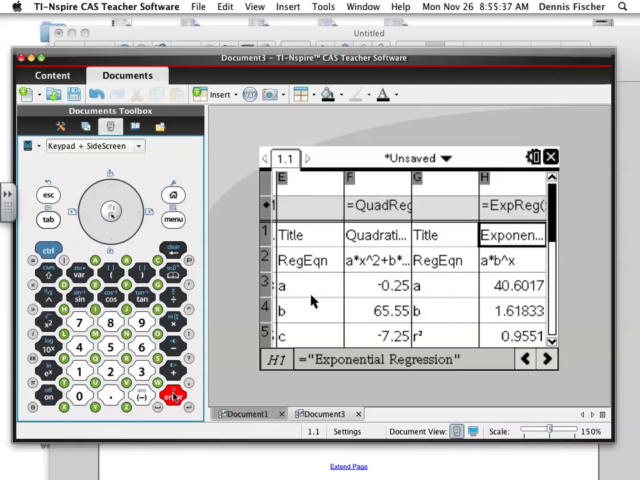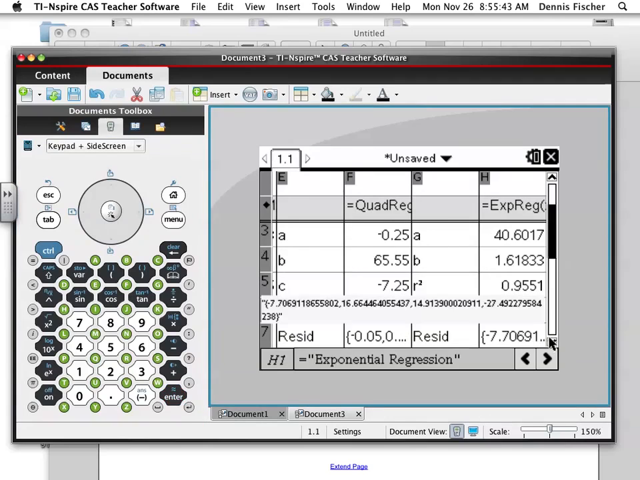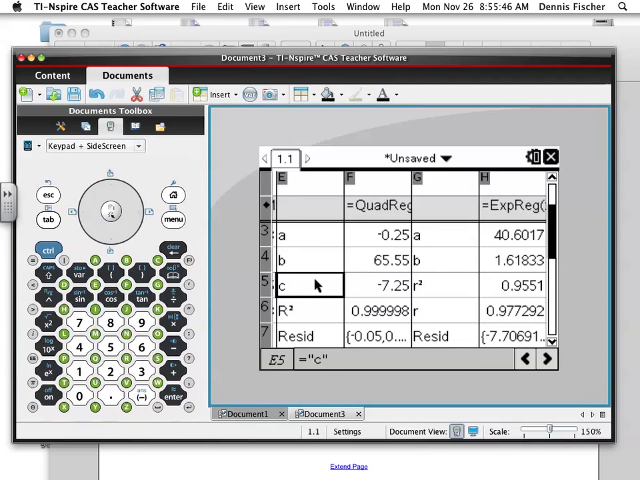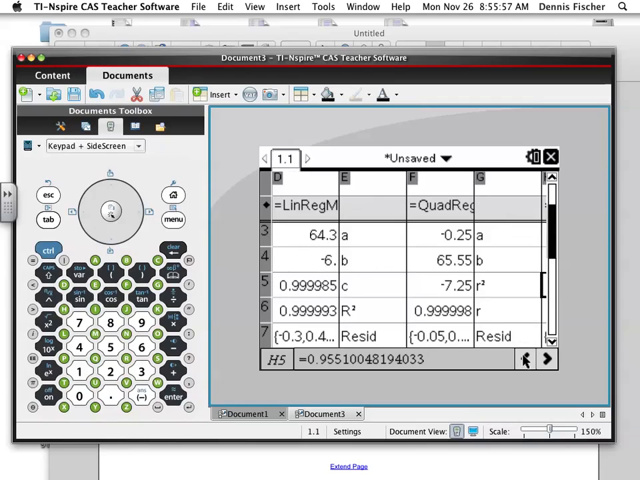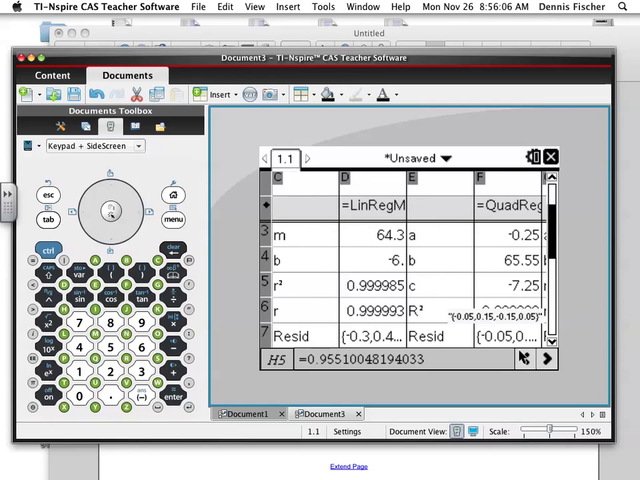So A times B to the X, right? AX squared plus BX plus C. And the thing I want you to notice here is this. Here's my exponential. Notice that value, 0.9551, right? That's the R squared value. Now I'm gonna go over here again. Quadratic will work too, but here's my linear, 0.999985, right? And here's my quadratic, 0.99998.